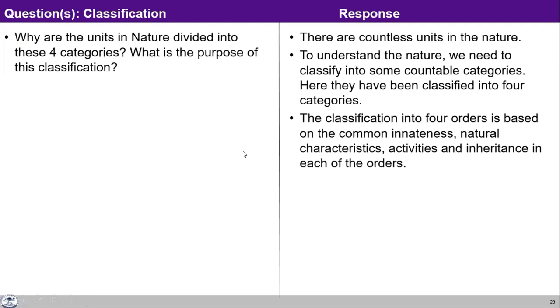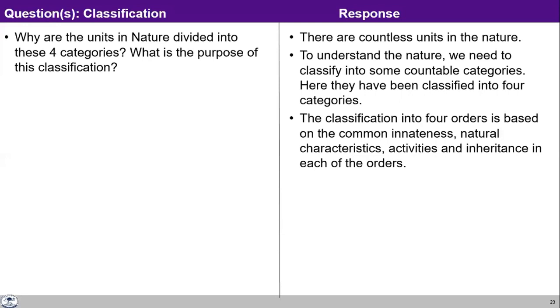Why are we dividing nature into these four categories? What's the purpose of the classification as such? Is this the only classification? Yes. So, if you look at the nature, there are countless units in the nature, innumerable units. So, how do we understand them? To understand them, we need to classify them into some countable categories. So these are the four categories that were selected.